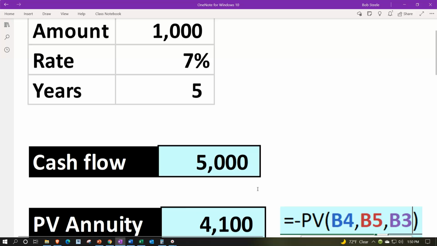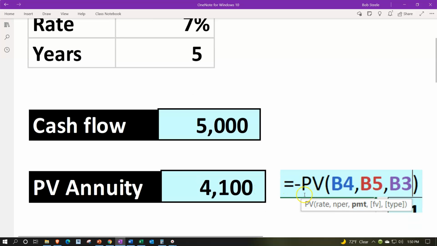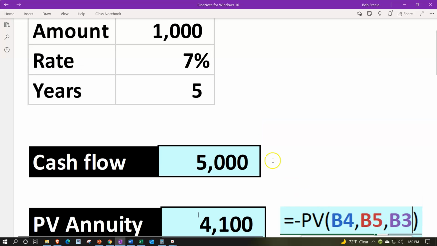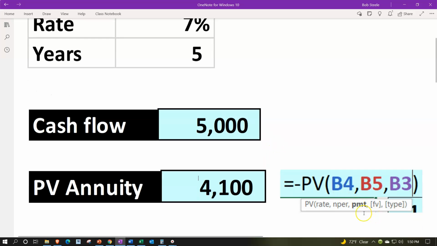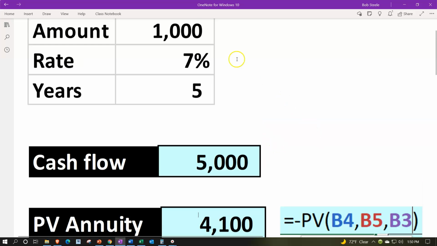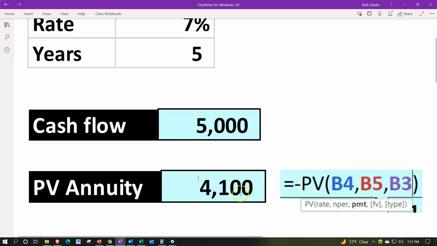The annuity calculation for that is equals negative, to flip the sign, PV of the rate, 7%, comma, number of periods, which would be the 5 periods, comma, and then the payment, which is going to be the 1,000 to give us that nice even amount.